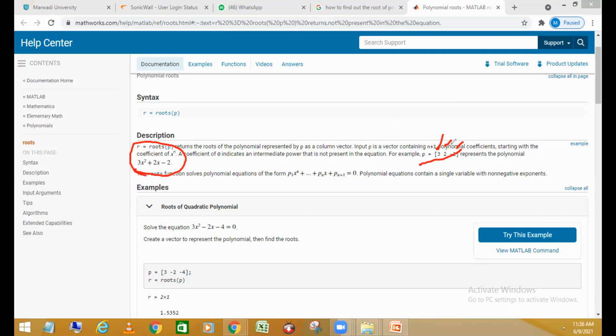P is equal to 3, 2, minus 2. You just note down 3x square plus 2x minus 2, which is p is equal to 3, 2, minus 2. And also note down this one: R is equal to roots p. Have you written this?